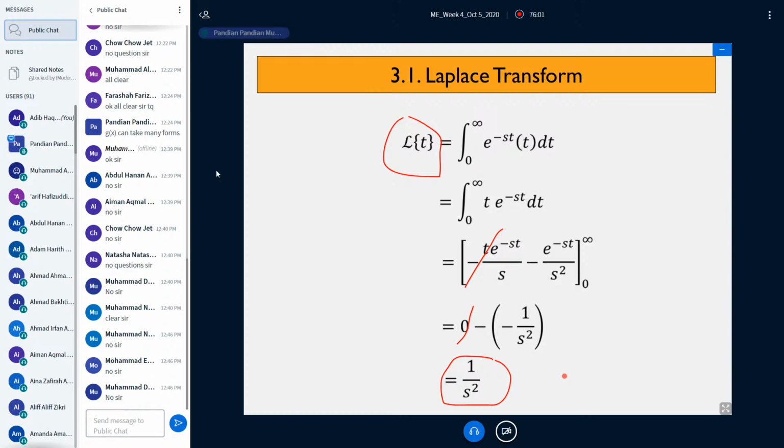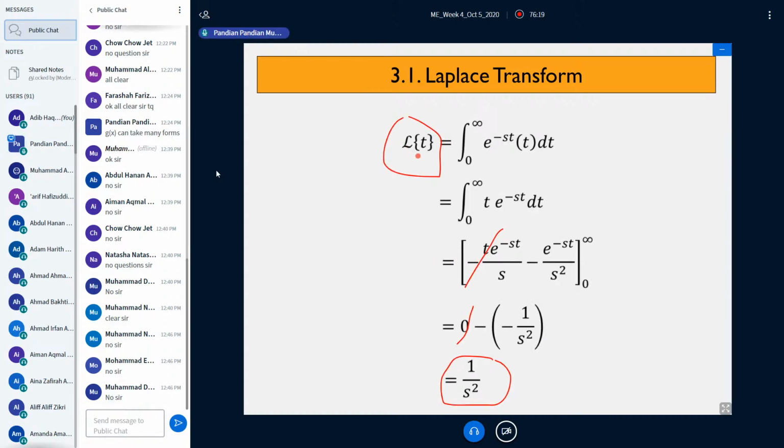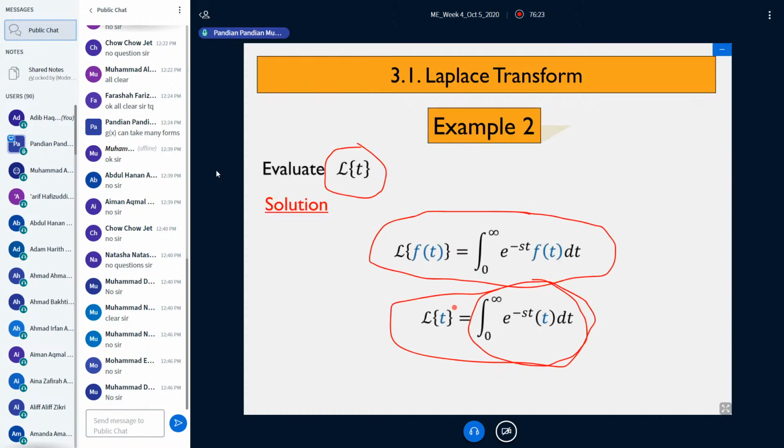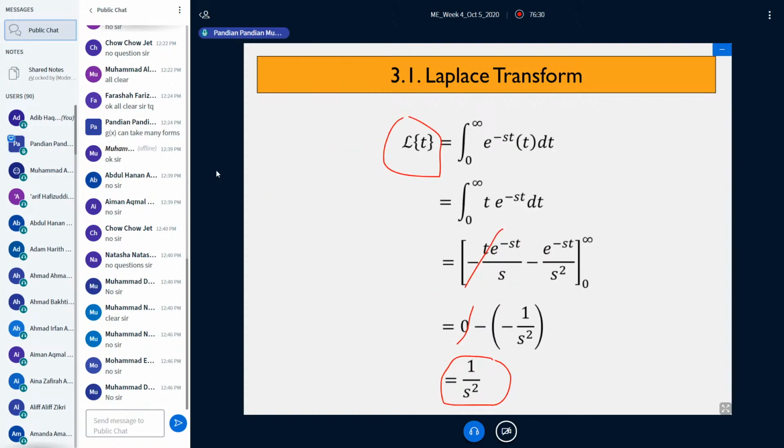So now you can create the table. This one is for the Laplace of t, 1 over s squared. Laplace of t power 0, you already did, 1 over s. So like that you can try for t power 2.